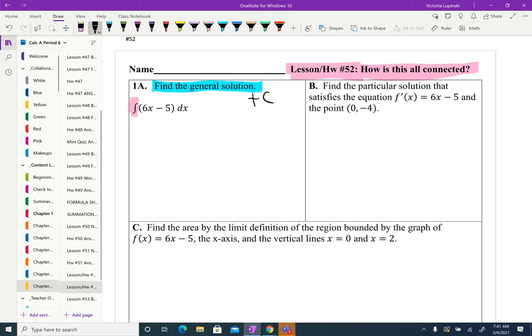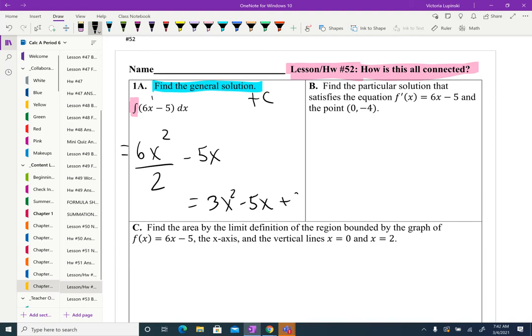So if you're going to go ahead and integrate, you're going to integrate one at a time. So to integrate 6x to the first, you're going to do 6 times the x to the 1 higher power divided by that power. Then to integrate the -5, don't forget to add a variable. Then to simplify, 6x squared divided by 2, that's 3x squared minus 5x.